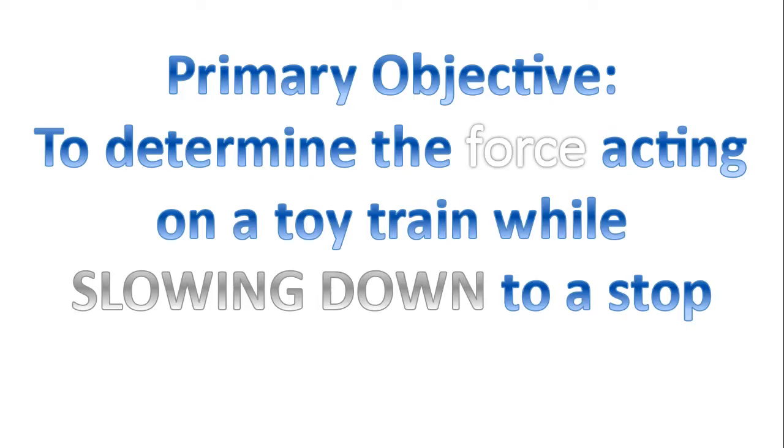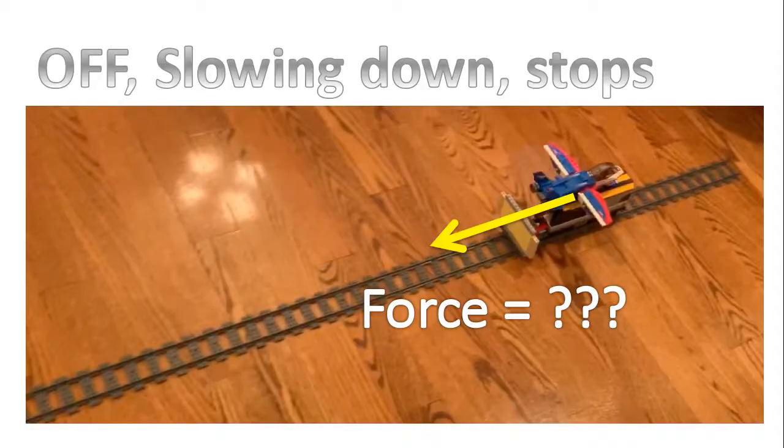Good morning. Today our primary objective will be to determine the force acting on a toy train while slowing down to a stop. And so this is what the diagram looks like. We have a force that's opposing the motion, and the question is, how large is that force? We'll only be interested in the force acting while the train is actually slowing down or stopping.